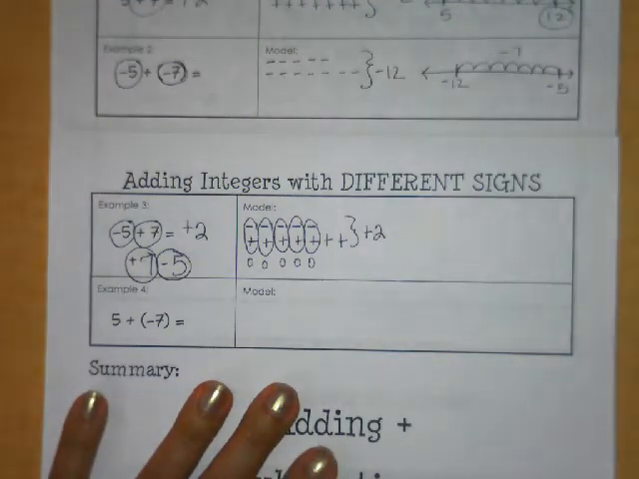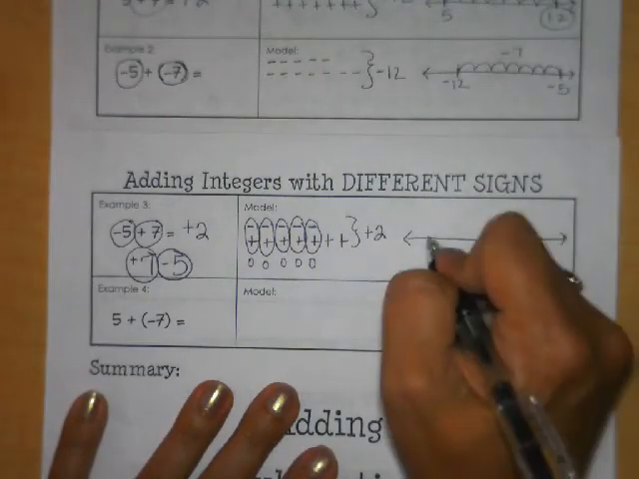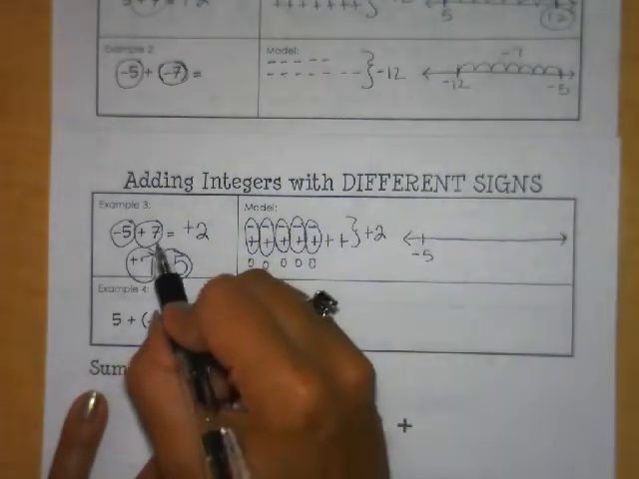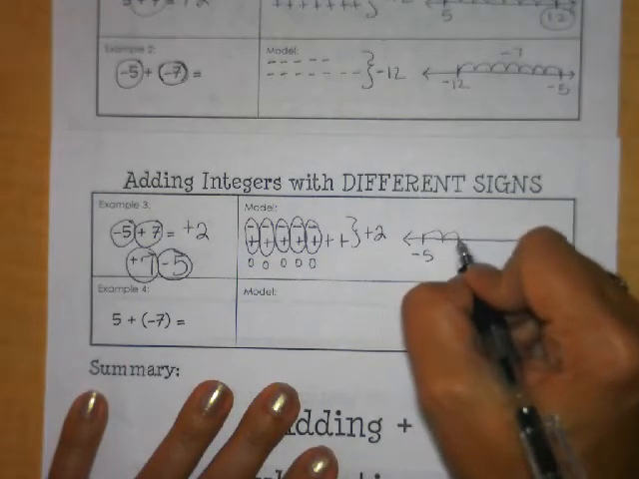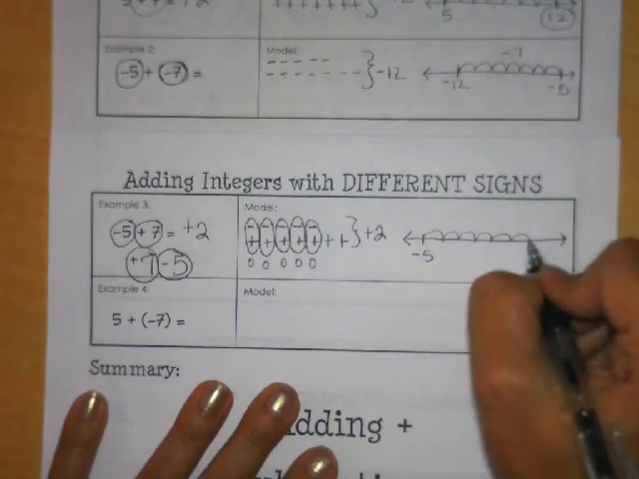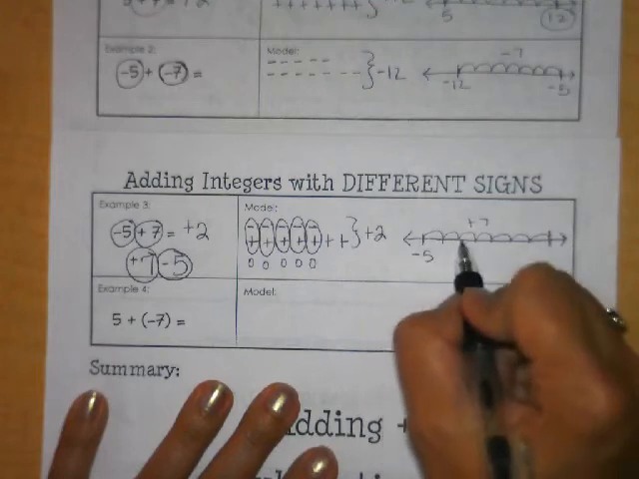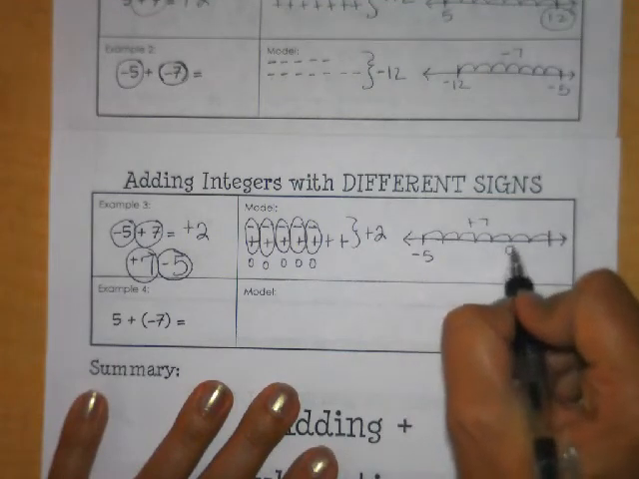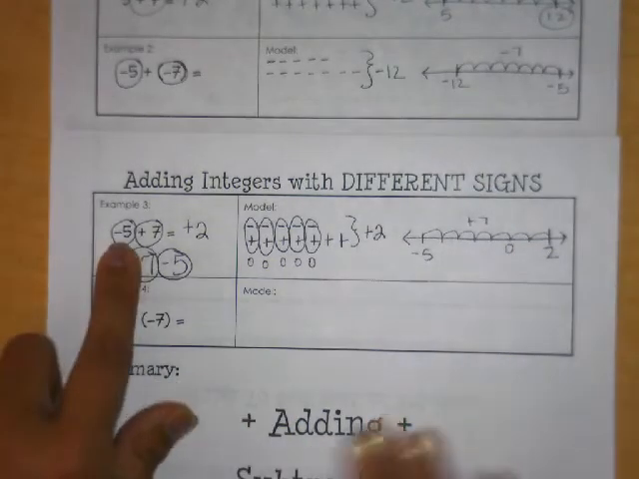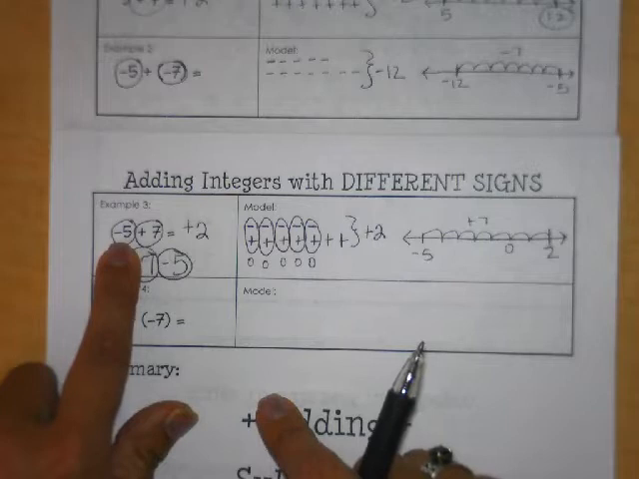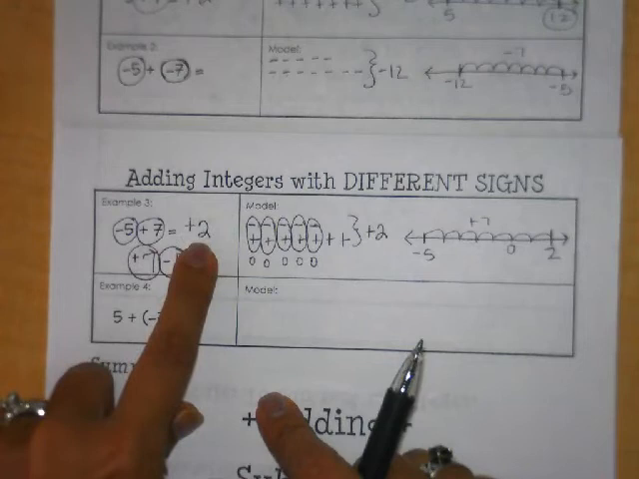If I was to draw a number line, I would start over here at -5, and this is a +7, so I'm going to the right. 1, 2, 3, 4, 5, 6, 7. And I can say -4, -3, -2, -1. This is 0, +1, +2. So think of this as you owe Mom $5 and you have $7. So after you pay her back, now you have $2.